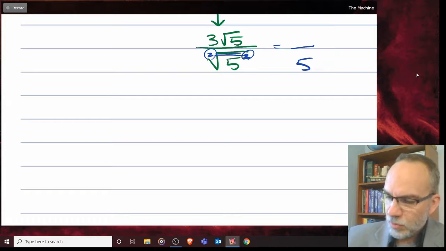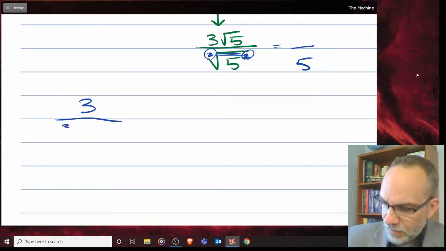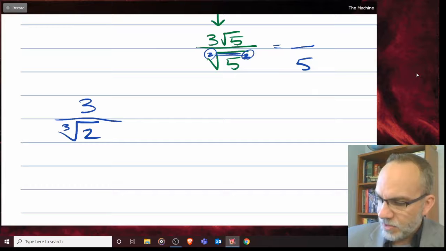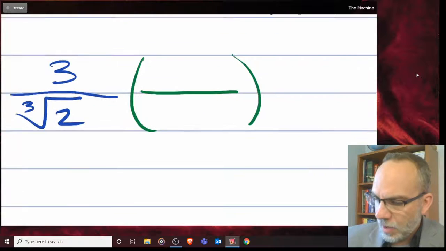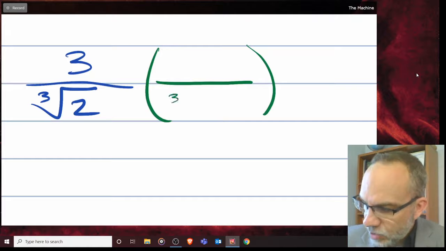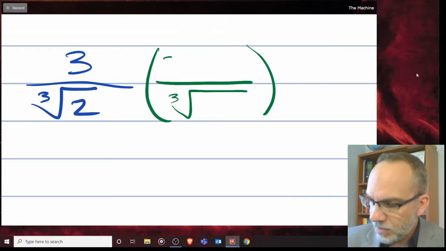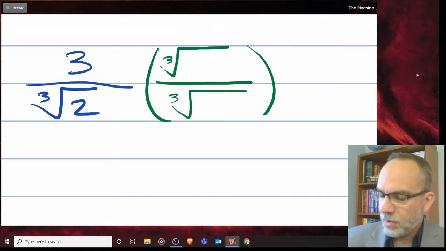What if it's a cube root in the denominator? So it's 3 divided by the cube root of 2. Well, again, I'm going to multiply it by something that's going to cancel the radical in the denominator. What I need is the cube root of something, because the indexes have to match in order for you to multiply them together. So it's going to be the cube root of that same thing on top.